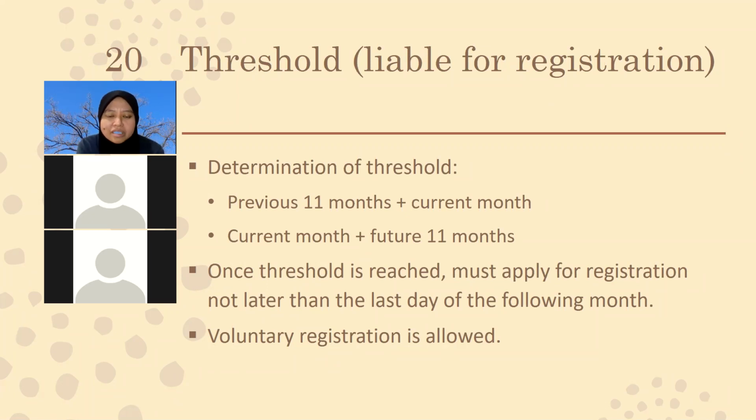That means if you reach the threshold this month, June, for example, you must apply for registration not later than next month, the last day. That month is July, so 31st July is the last day that you have to apply for registration. Voluntary registration is allowed. This is for those who have not reached the threshold, but voluntarily want to register. So that is also allowed.